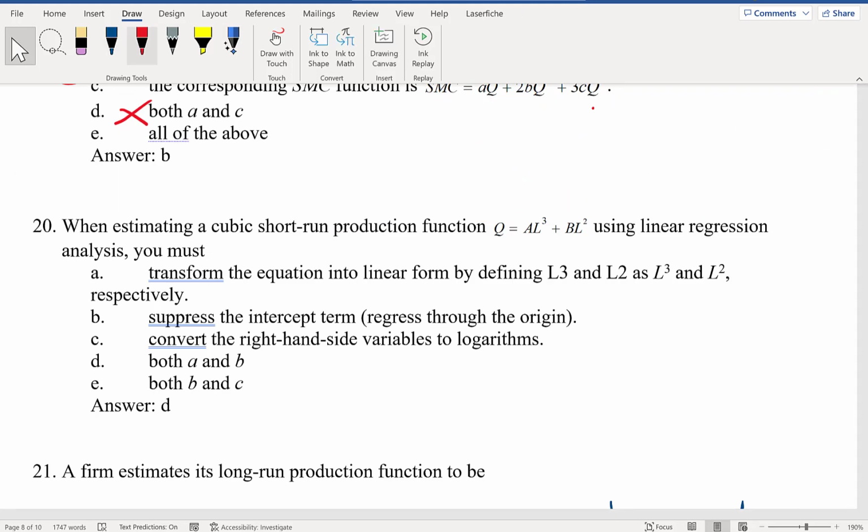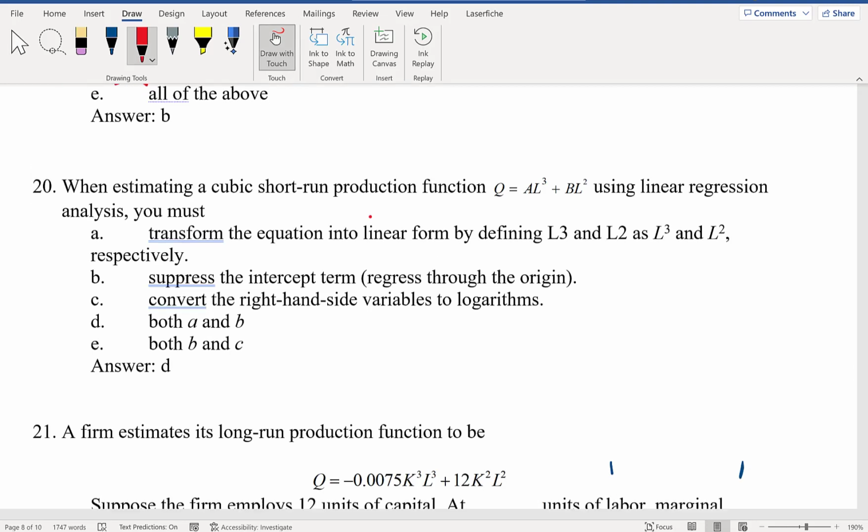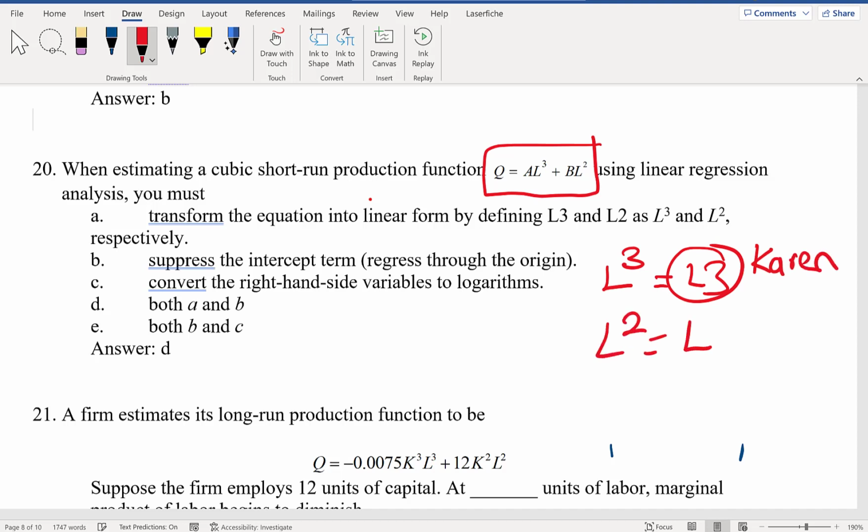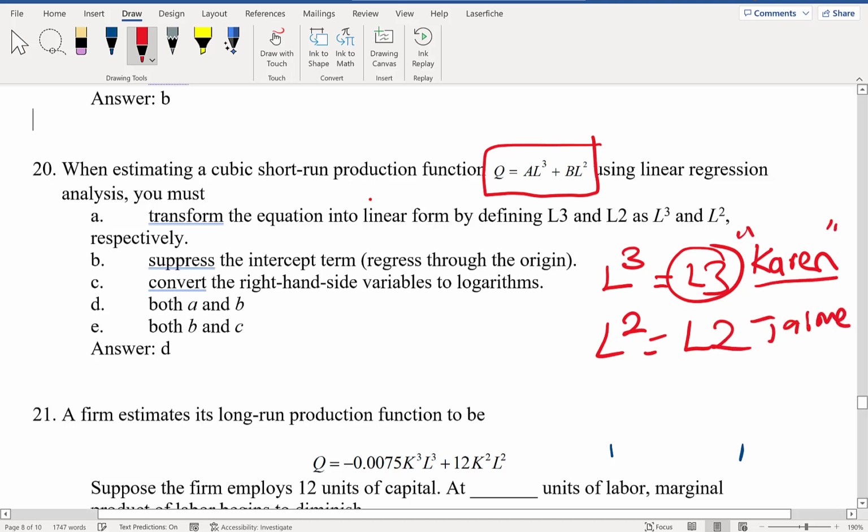Okay. So question 20. When estimating a cubic short-term production function using linear regression analysis, what we do is we turn this L raised to the power 3, we call it like L3, or you can call it anything. You can call it Karen. Of course. L2 is, I don't know, Jamie. I just make up names. Karen reminds me of something else.